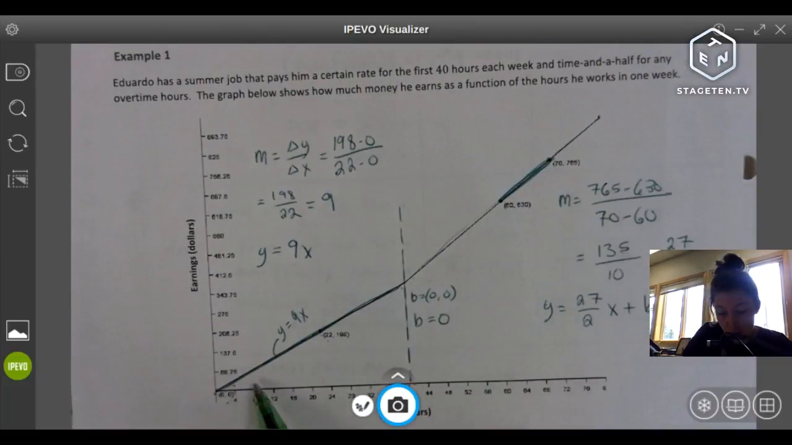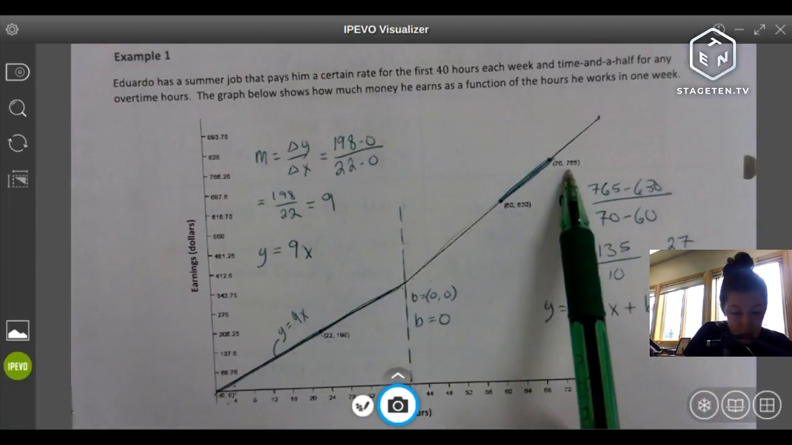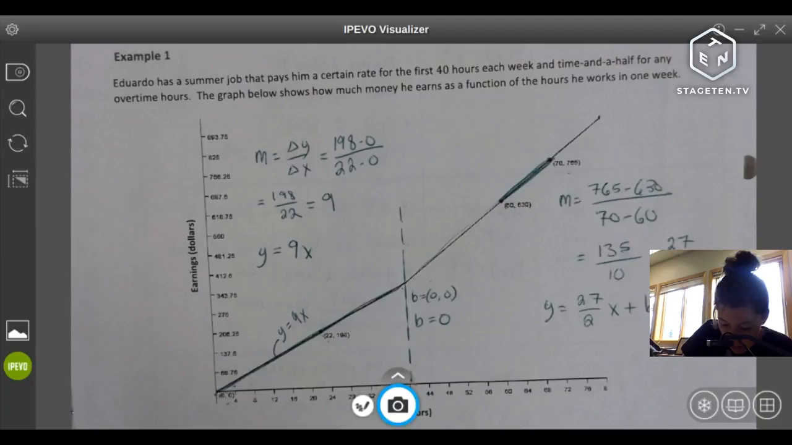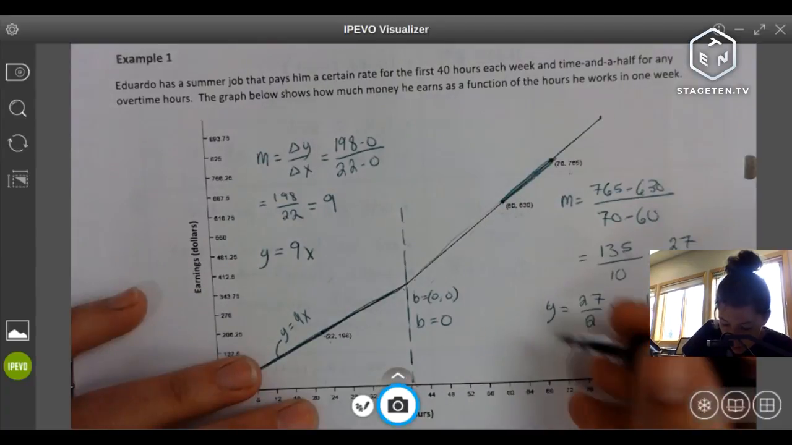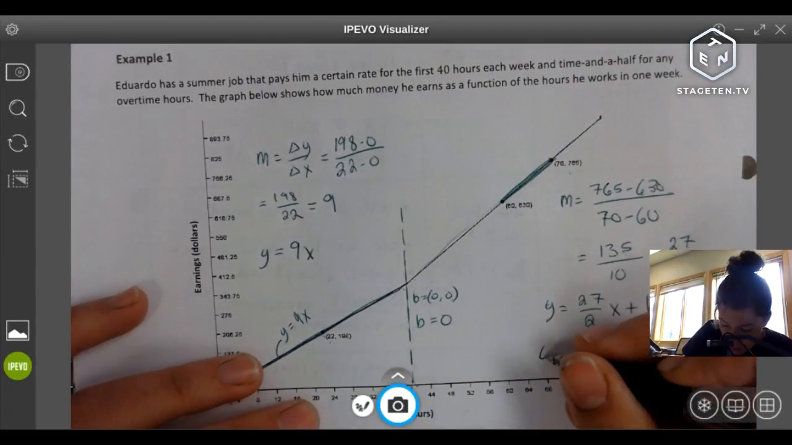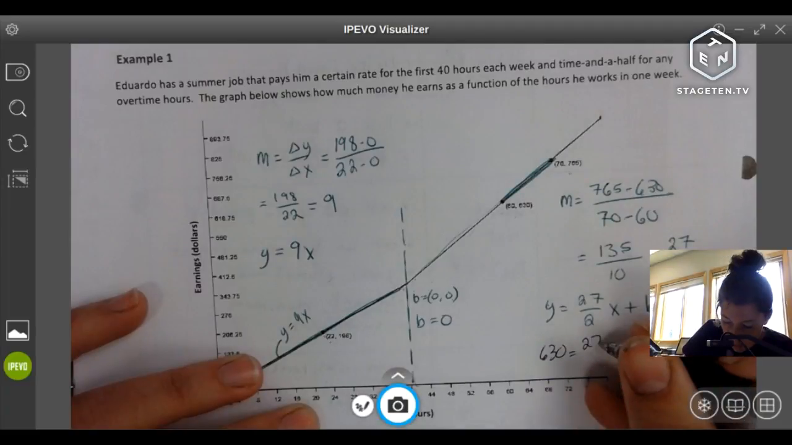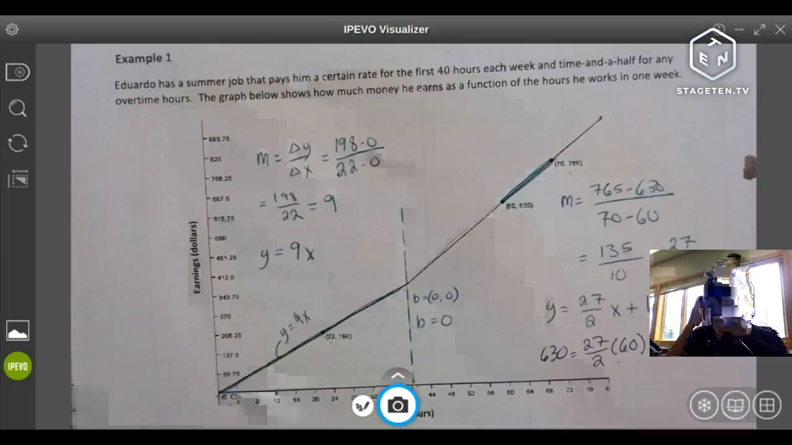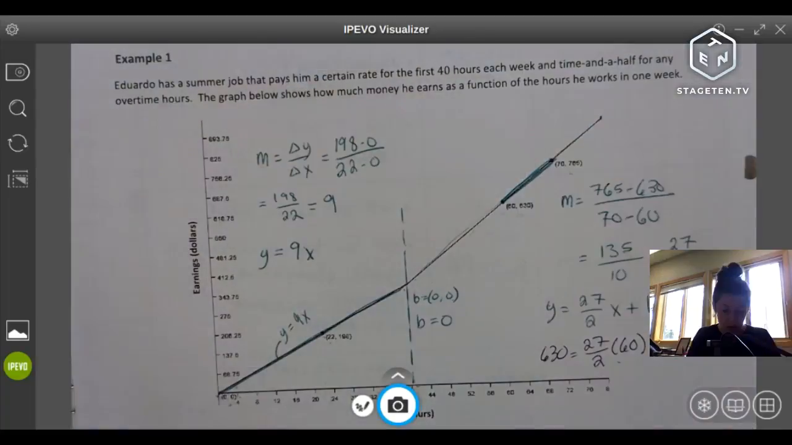So, what would b be? We have y equals 27 over 2 x plus b. This one's a little different. Like the original one, it was really easy to see what the intercept was because it's given. For this one, you have to actually go back and plug one of these points in. It doesn't matter which point you put in, you're going to get the same answer. So the first point: 630 equals 27 over 2 times 60 plus b.